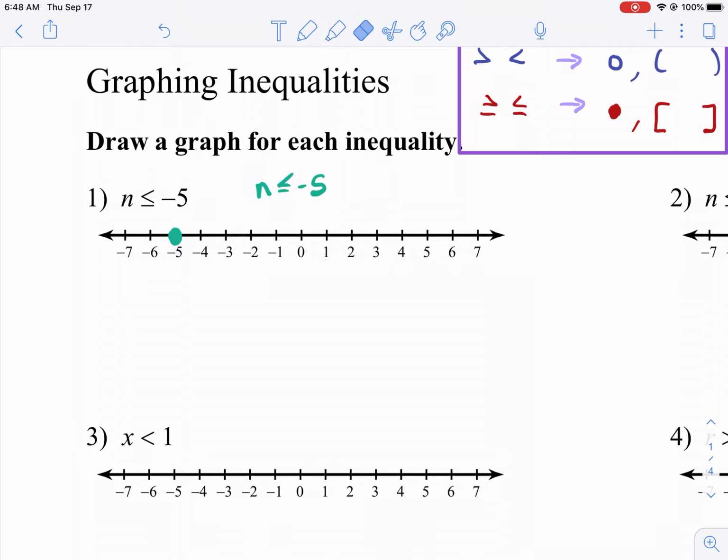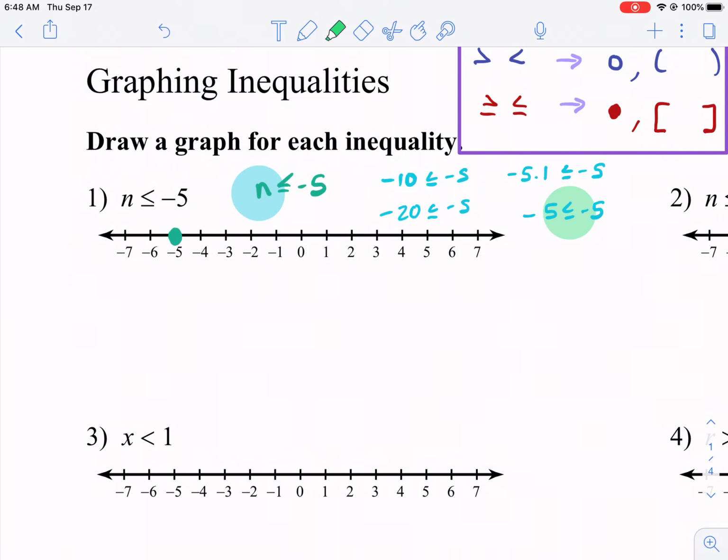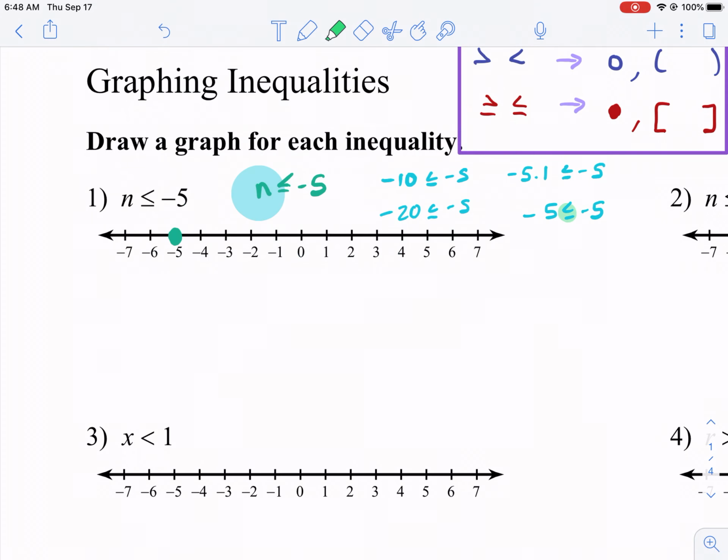Let me highlight it again. We could put in -10, which would satisfy that: -10 is less than or equal to -5. We could put in -20. We could put in -5.1. We could even put in -5. Why? Even though it's not less than, it is equal to, as this inequality suggests. So obviously there are a lot of answers. There's an infinite number of answers to this problem.